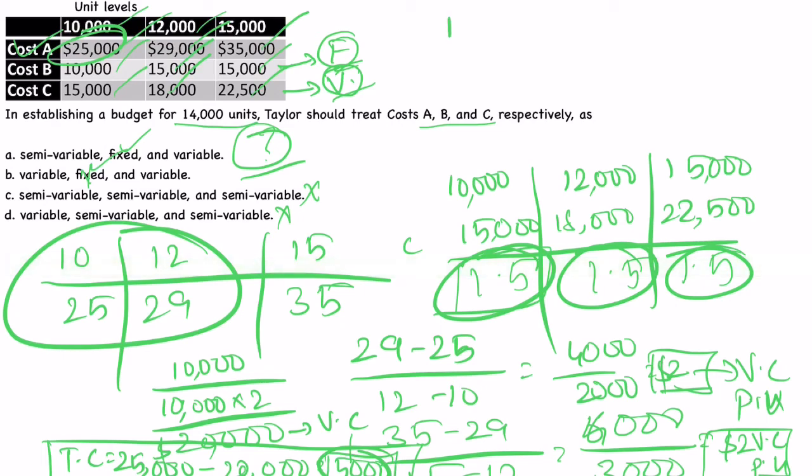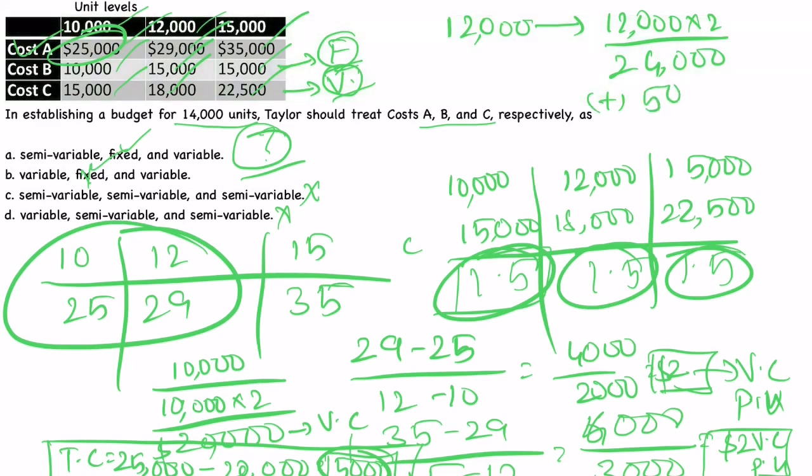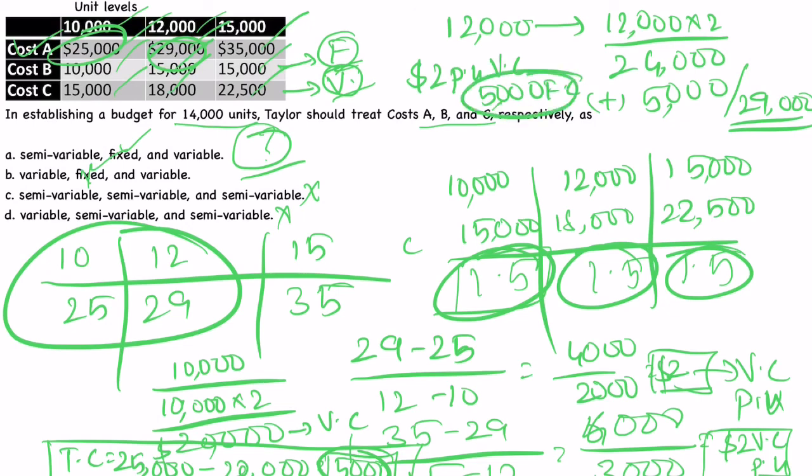Here I'll come for 12,000. Okay, for 12,000, let me check the same. 12,000 into 2, that is my variable cost per unit. That will come to $24,000. Plus, how much is my fixed cost? $5,000. That is 29,000. Wow. Yeah. What I am thinking is correct. This is a semi-variable: $2 per unit of variable cost and $5,000 of fixed cost.